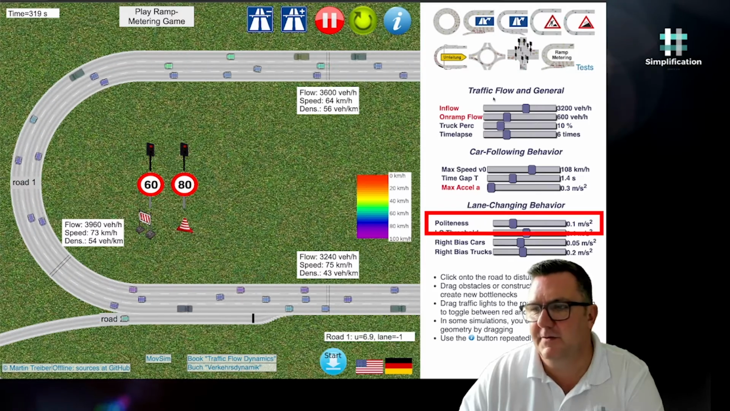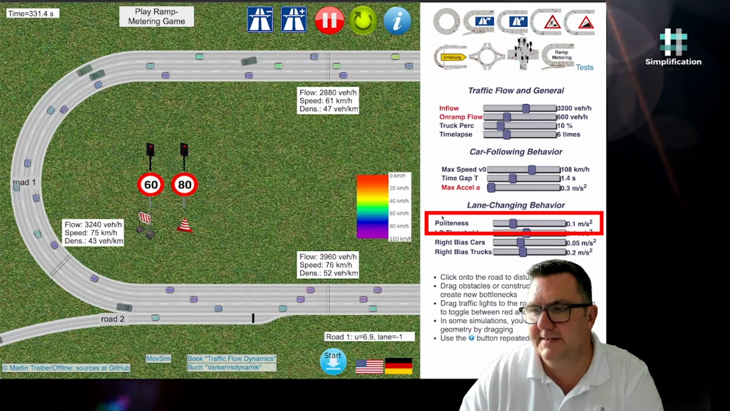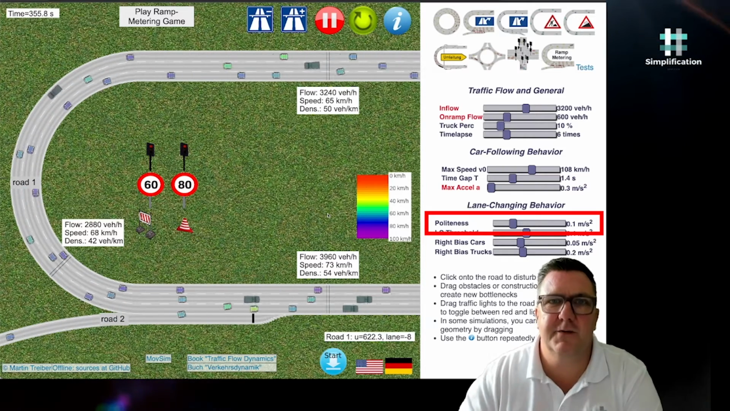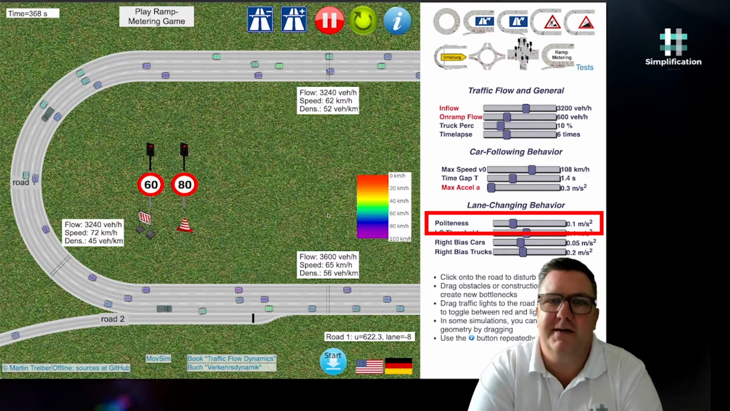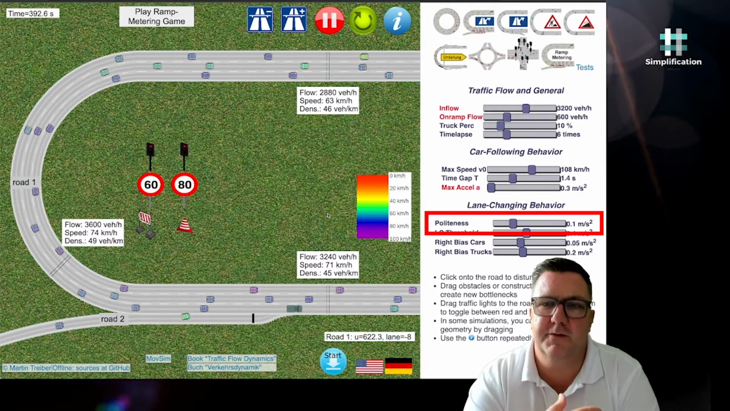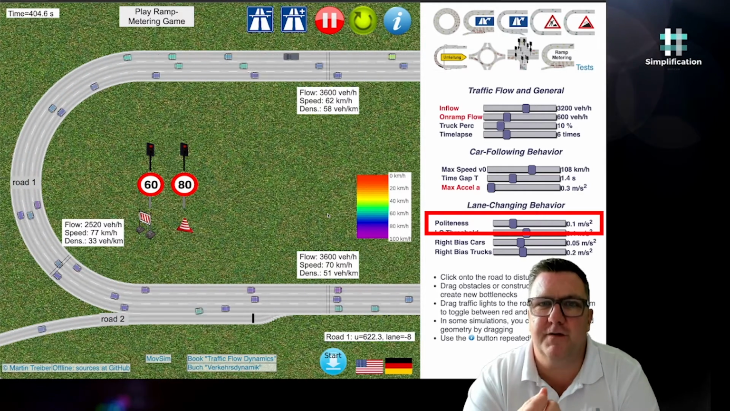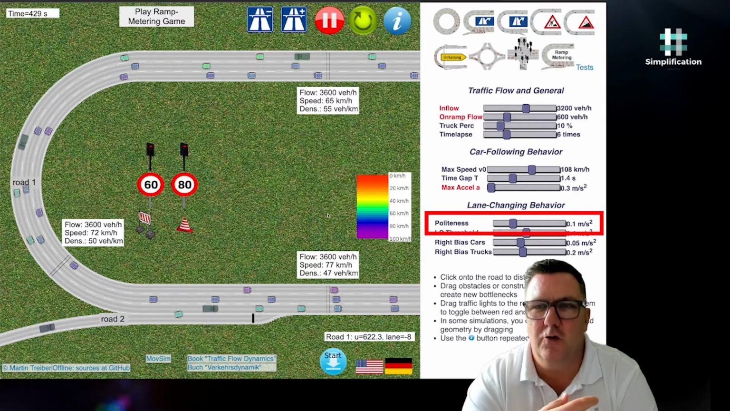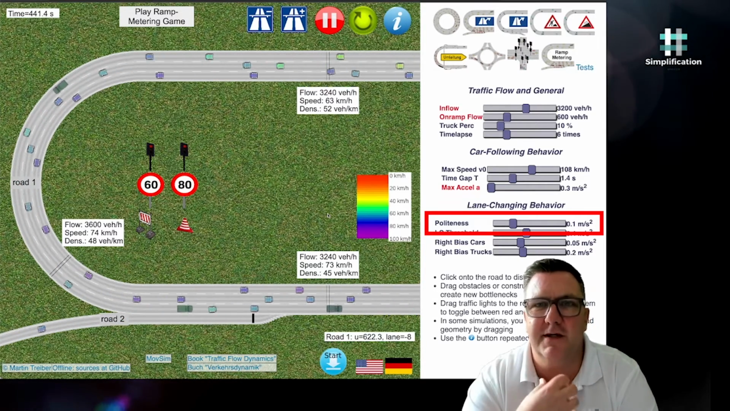Then again, in this simulation, you look at this, politeness. Politeness is set at 0.1, which means that we are in a slightly polite environment. If we reflect this to our corporate environments, it would mean that everybody is perfectly aligned towards the same goals, the same vision, the same strategy. Collaboration is going very smoothly and things like that.